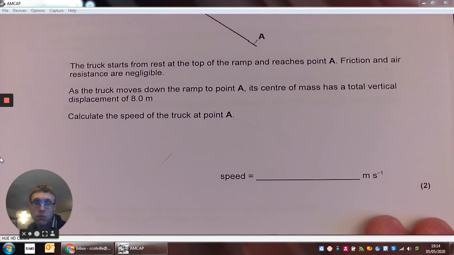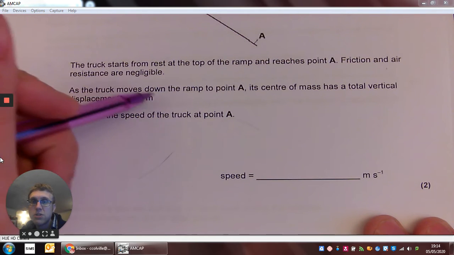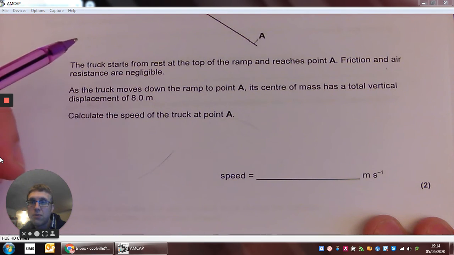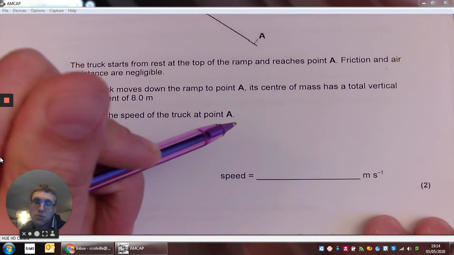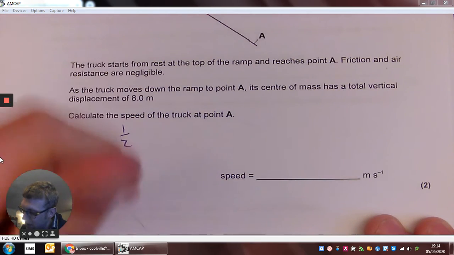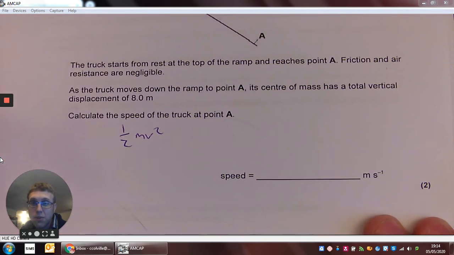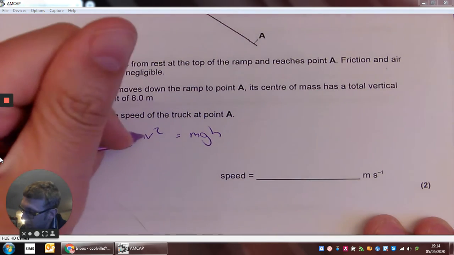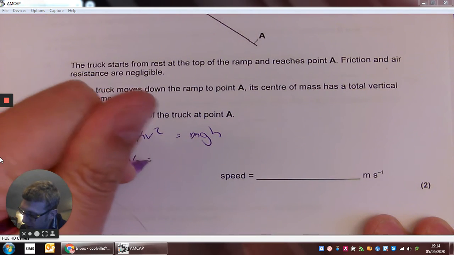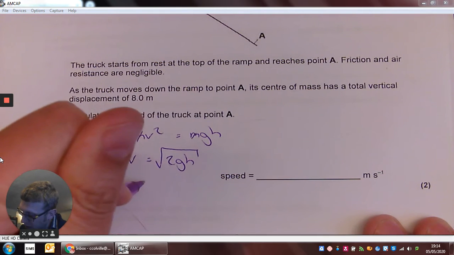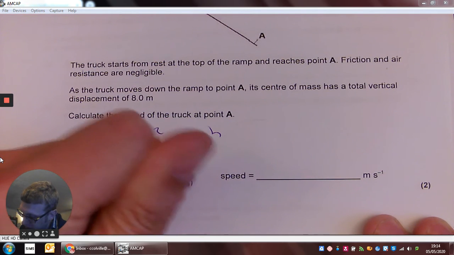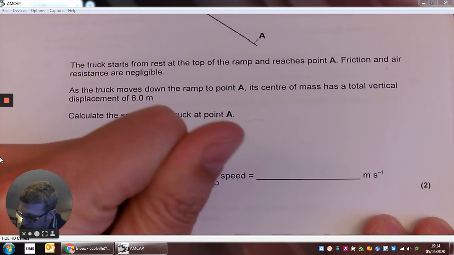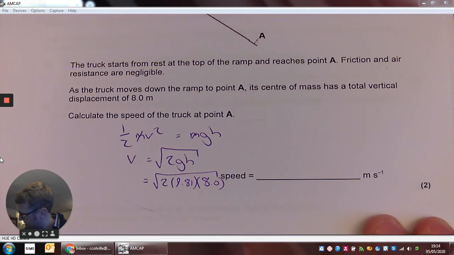What we can do, though, what we have been given, is a height. So as soon as we've got a height at the top of the ramp, and we have been converted into speed at the bottom of the ramp, that's a conversion of energy. The kinetic energy at the bottom of the ramp is going to be equal to the gravitational potential energy at the top. They haven't told us the mass, but we don't need that. So we can rearrange. We can put our values in. Our height was 8 meters. And that's going to give us a speed, meters per second.